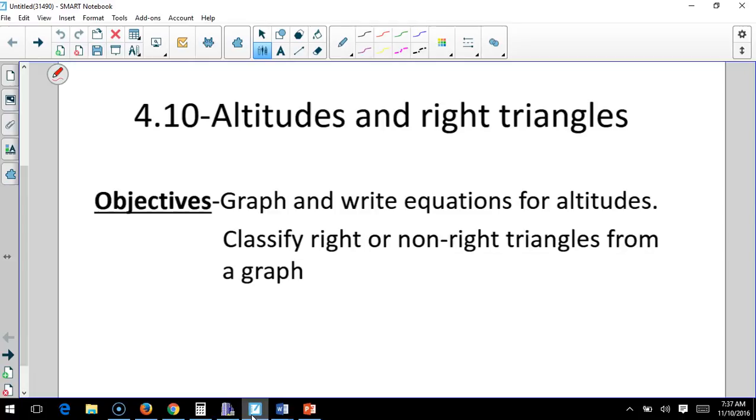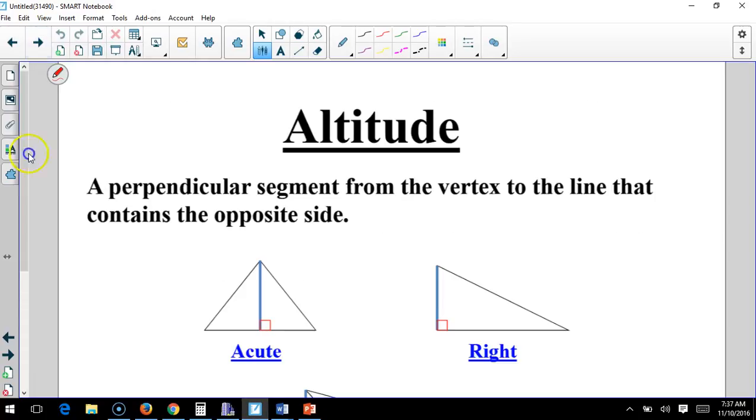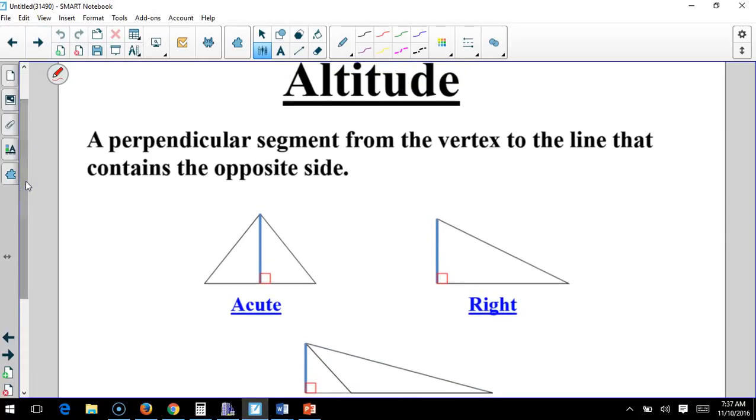So we're going to graph and write equations for altitudes, and classify right or non-right triangles from a graph. We've already talked about this before. An altitude is a perpendicular segment from the vertex to the line that contains the opposite side.